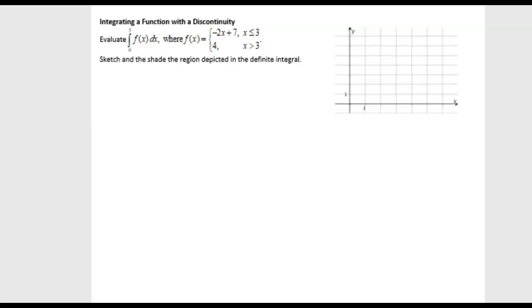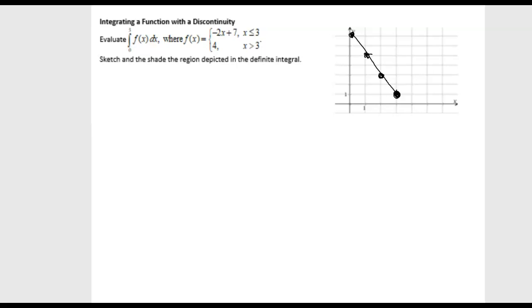So we have a piecewise function that takes on negative 2x plus 7 where the x value is less than or equal to 3. So I would take 3, plug it in, negative 2 times 3 is negative 6. Negative 6 plus 7 is 1. So at 3, we have our point at 1. And then that slope is negative 2. So again, you're going backwards and down. So that is my curve from 0 to 3.